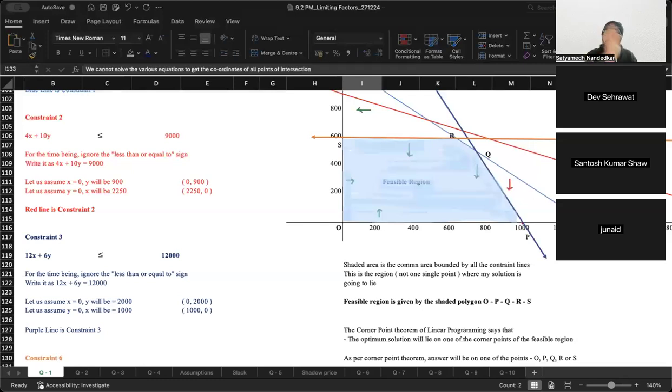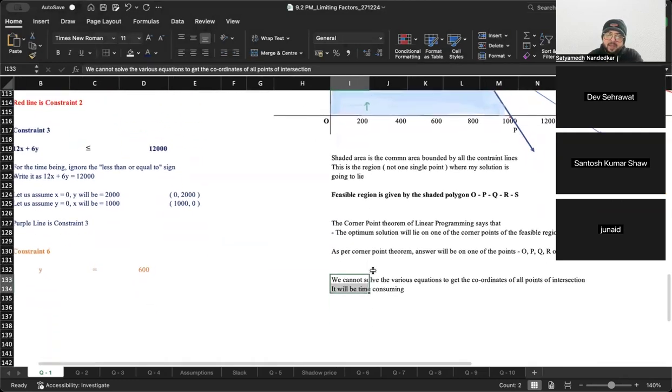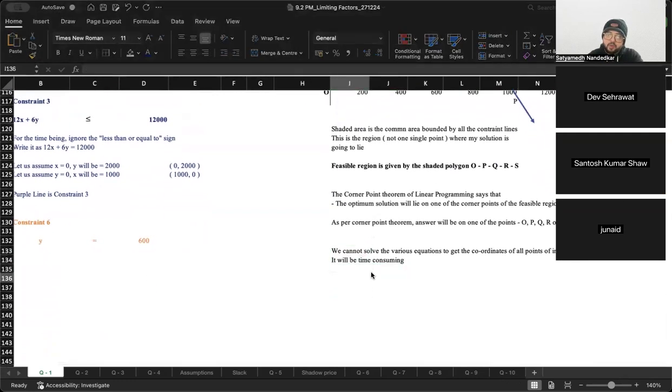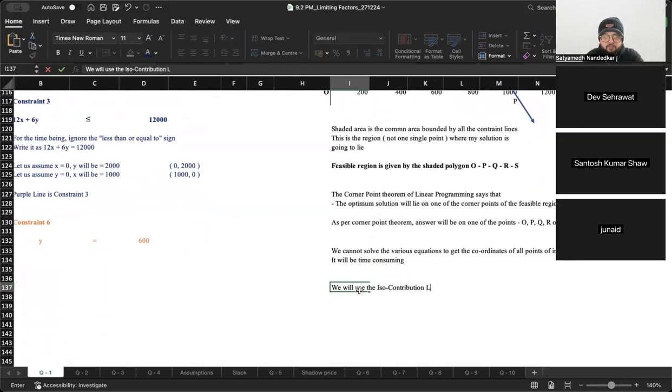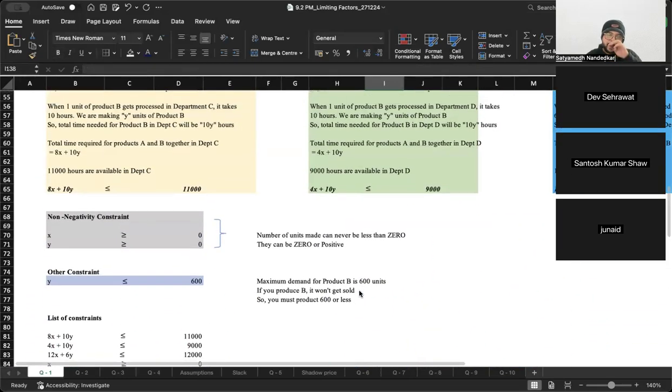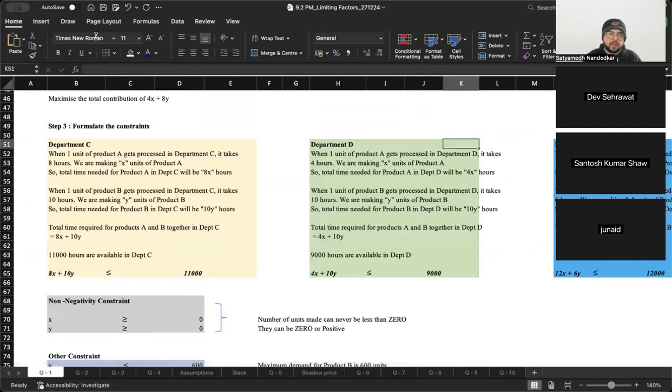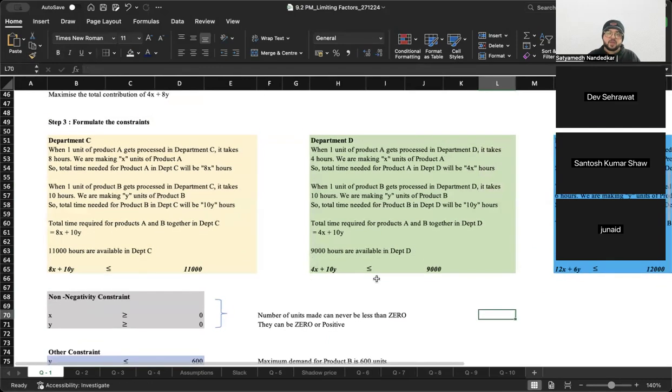Now, if we sit down to solving all the equations and finding out कि यार इसका coordinate क्या है, इसका coordinate क्या है, that will be a time consuming exercise. I'm not saying it is not possible. All I'm saying is it is a time consuming exercise. So हम क्या करेंगे? We will use the ISO contribution line. Now, what is this ISO contribution line?